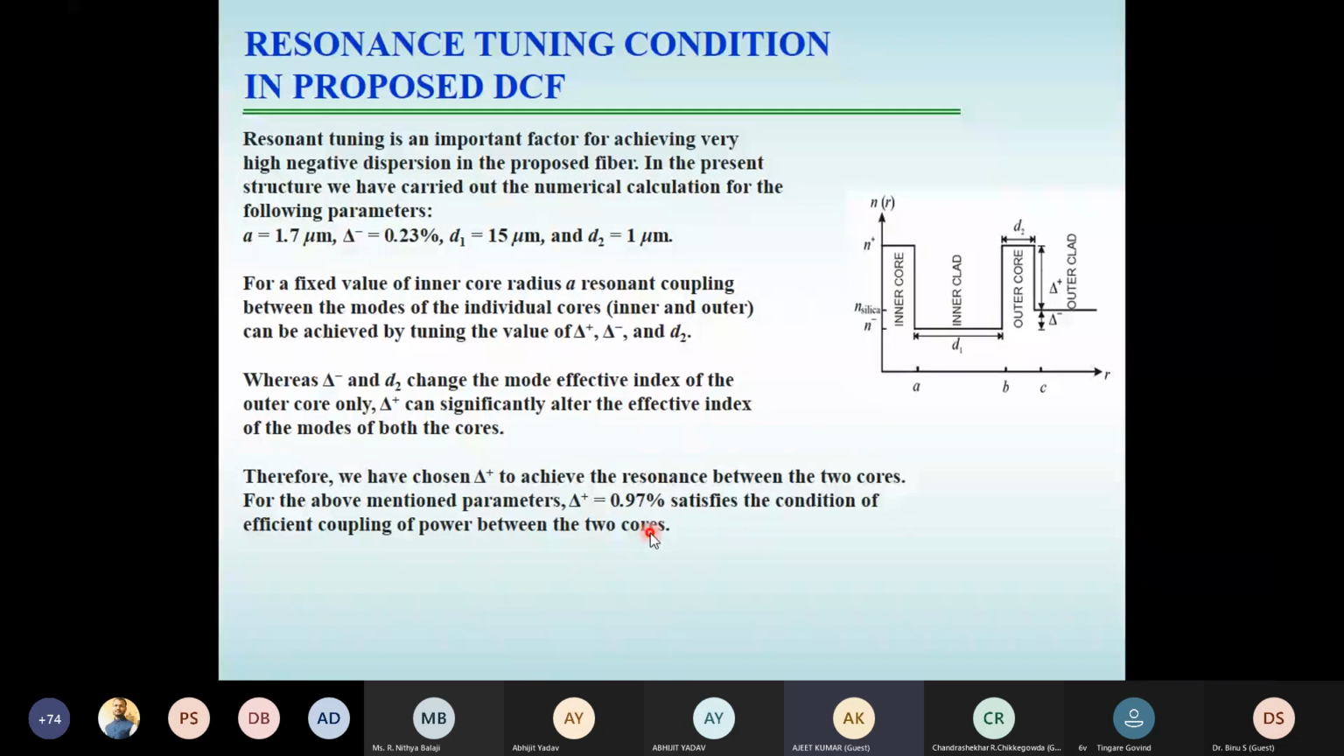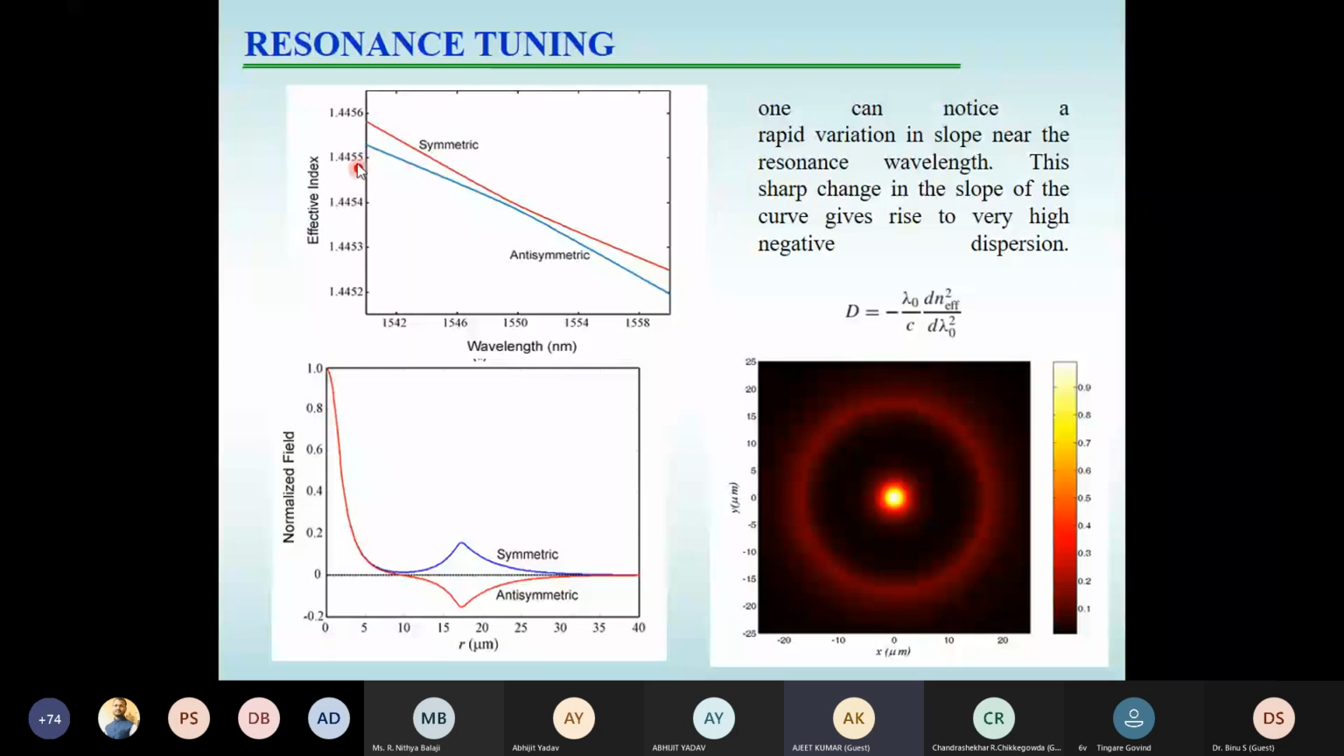So quickly, let me come to this. For this parameter, we have plotted the effective index profile, and you can see there are two modes. One is the symmetric mode, and the other one is the anti-symmetric mode. At the resonance point, one can easily see that there is a rapid variation in the slope near the resonance wavelength, and this basically leads to achieving the high negative dispersion, because dispersion is what? It is a double derivative of this one, right? So this is the field profile of the symmetric and anti-symmetric modes.